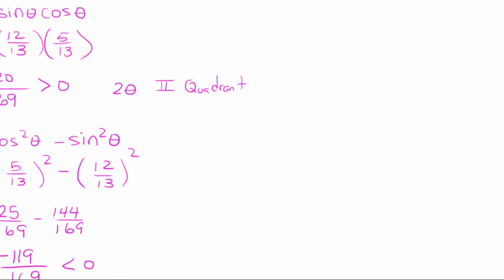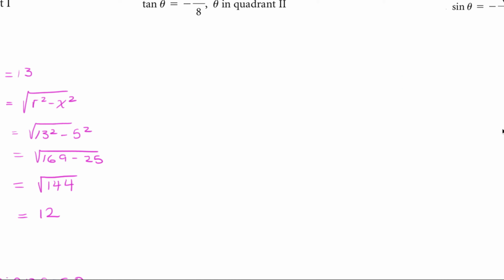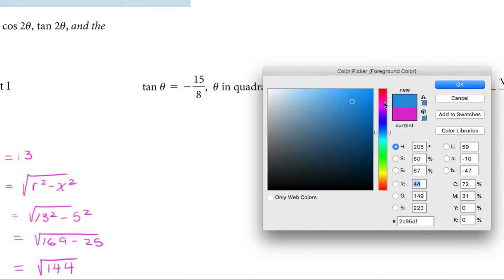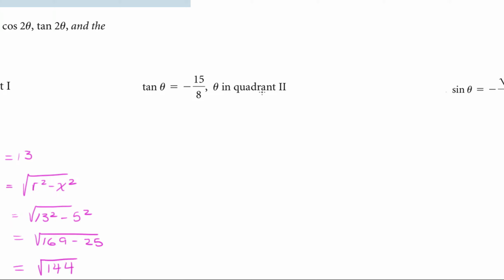Now we do the same process for the next problem. Okay, let's use a different color for this one. Tangent of theta equals negative 15 over 8, and theta is in the quadrant 2. Now we know that by definition this is y over x. Now if theta is in quadrant 2, that means that x is negative and y is positive. So y equals positive 15 and x equals negative 8.